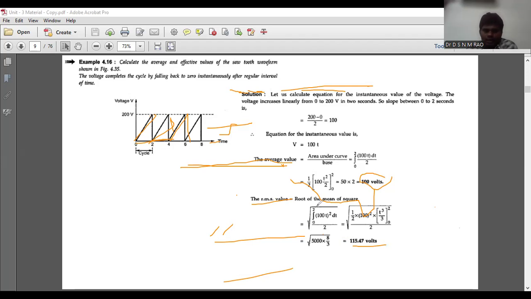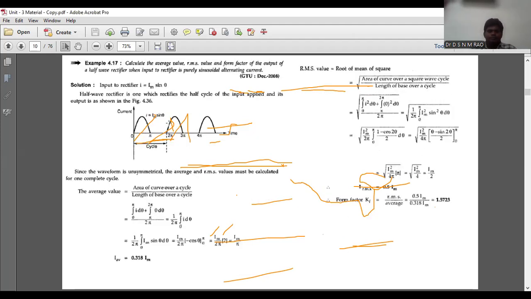So in this way, the average value as well as the RMS value can be calculated for any type of signal. Similarly, let's move on to the next problem.